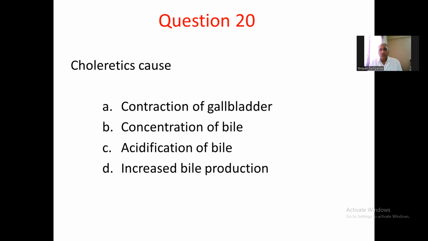Question number 20. Choleretics cause A. Contraction of gallbladder, B. Concentration of bile, C. Acidification of bile, D. Increased bile production. Choleretics are substances which increase the bile secretion or bile production from the liver. The contraction of the gallbladder is done by cholecystokinin, concentration of the bile is a function of the gallbladder, and acidification of bile is a different matter, proton pumps and other things. So the correct response is increased bile production. You can refer to Ganong 486.